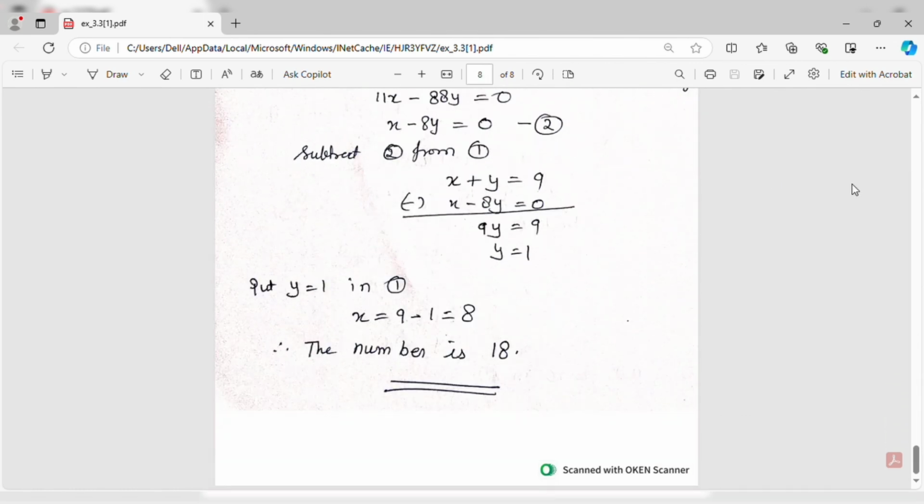So here we are done with this exercise 3.3, and we are done with this chapter also from NCERT.